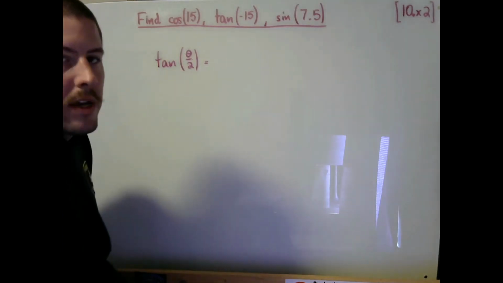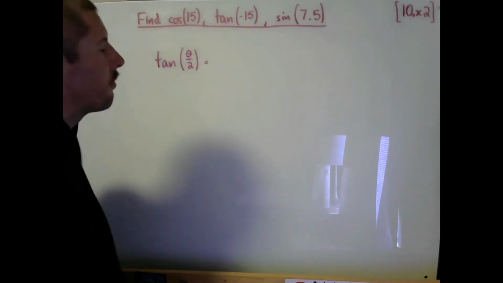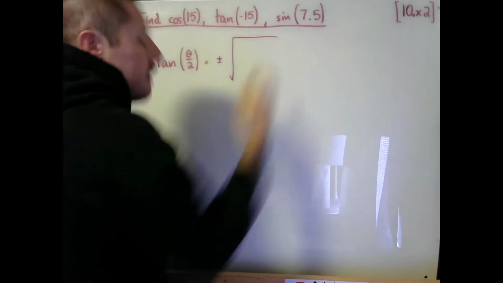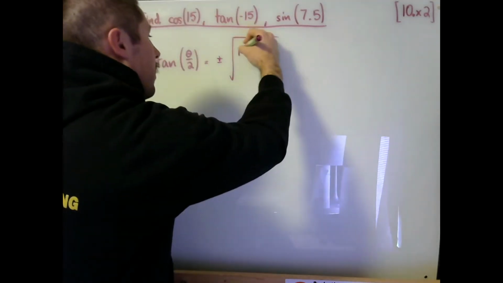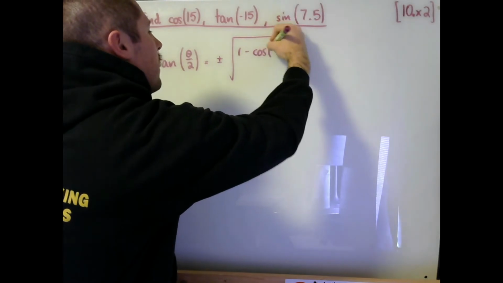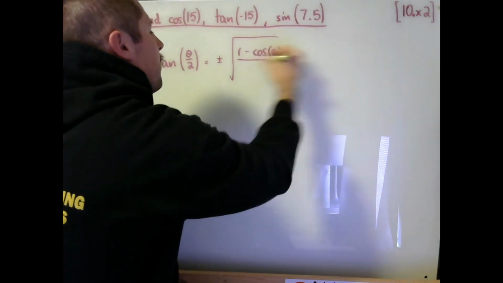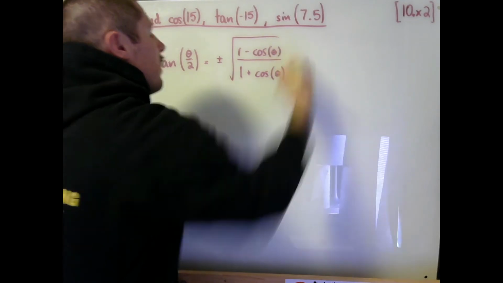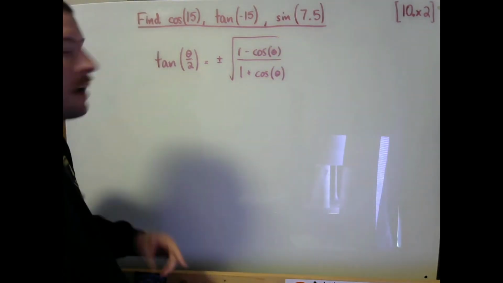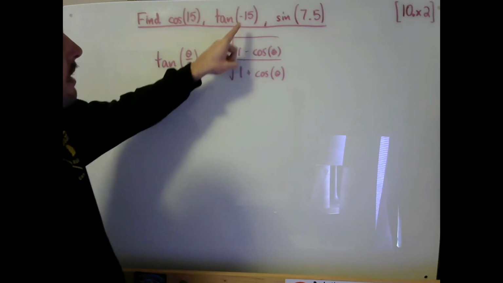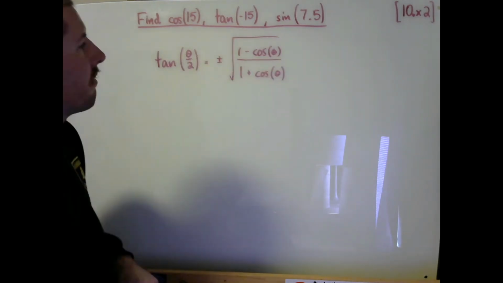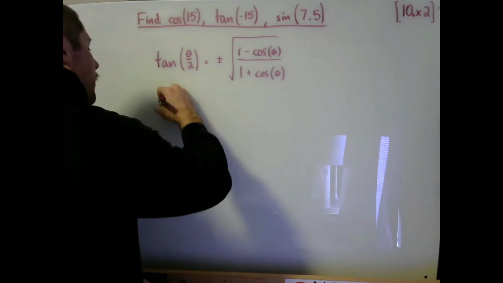In the notes, we derived the half angle formula for tangent, and it was given here as plus or minus the square root of 1 minus cosine of theta divided by 1 plus cosine of theta. Here, again, we're thinking of half of the angle being negative 15. We're thinking of the whole angle then being negative 30. So I can rewrite my expression here.